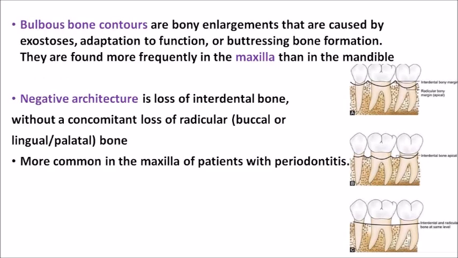Coming to bulbous bony contours, they are bony enlargements that are caused by exostosis, adaptation to function, or buttressing bone formation. So it is a generalized, the contour of the bone is bulbous. It can be due to exostosis. We already mentioned exostosis can be small nodules, large nodules, spikes, or any combination of these. Or this bulbous contour can also be due to an adaptation to function or a buttressing bone formation. This bulbous contour is more frequently found in maxilla.